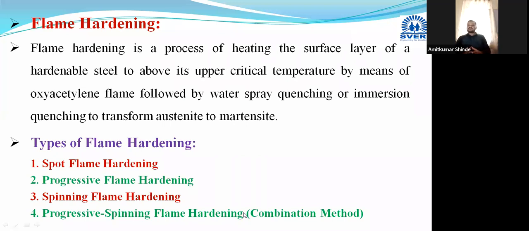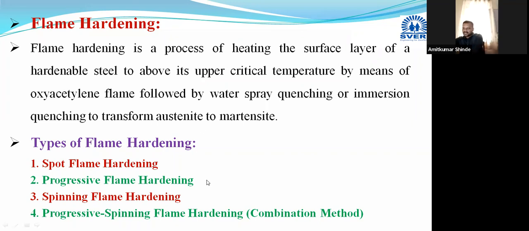Progressive spinning flame hardening is also termed a combination method. Here, a combination of two flame hardening types, progressive and spinning flame hardening, is used. How is it done? Here, the workpiece is in a rotating condition, and the arrangement consisting of one flame and cooling device will move in a progressive manner. Simultaneously the workpiece is spinning or rotating, heating is done on it, and cooling is also done.